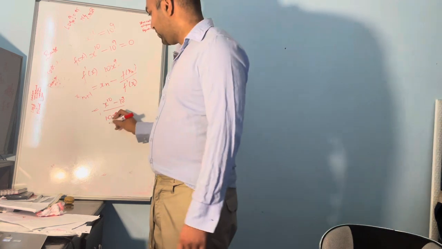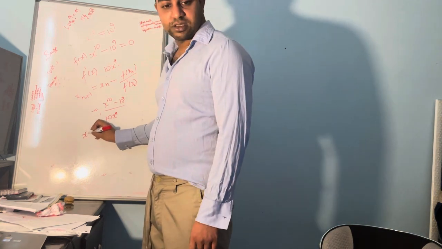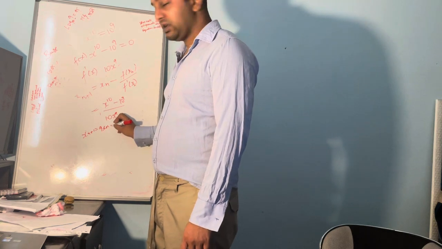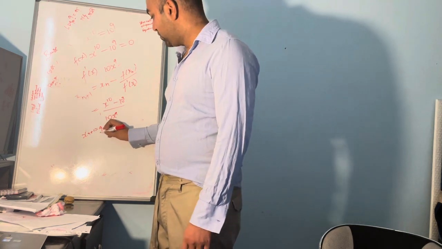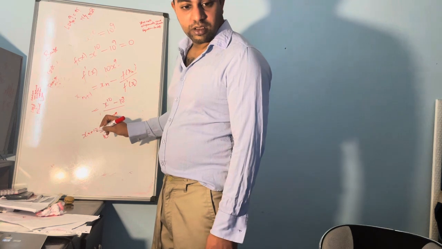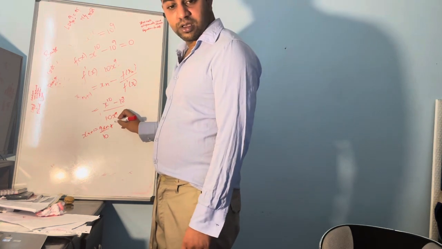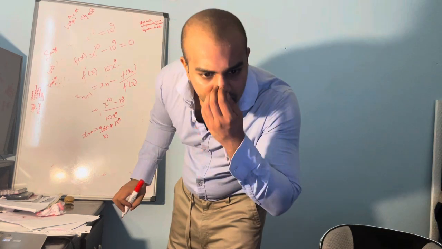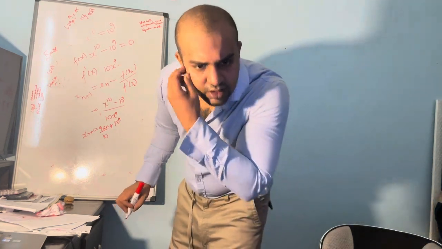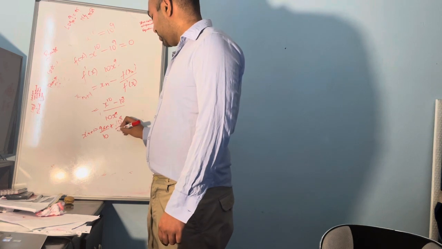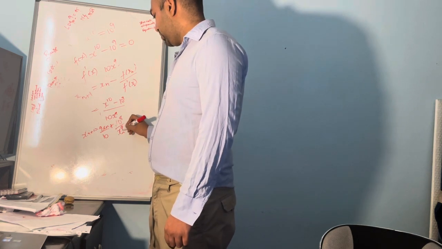And then when we simplify this, we get x_{n+1} equals 9x_n over 10 plus 10^8 over x_n^9.